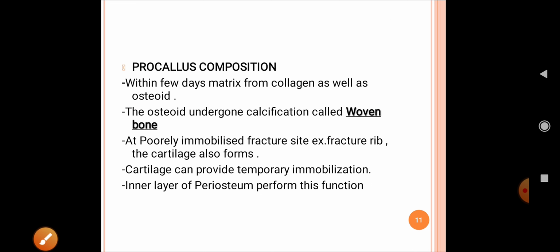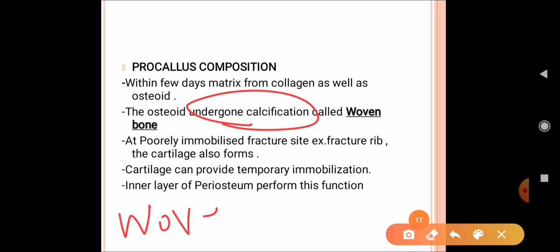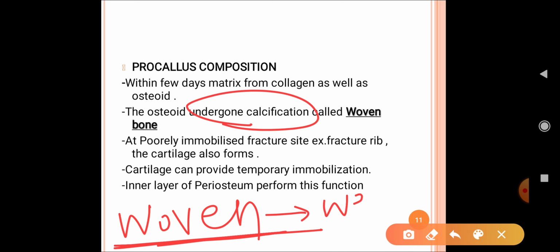And additionally there will be formation of the bone from the proliferated mesenchymal stem cells. So in addition to collagen tissue and the newly formed blood vessels, the bone will also form, and it will undergo calcification, that is known by the name woven bone. Remember guys, in the procallus the bone formed is the woven bone. Woven means very weak bone. This bone is very weak, and at a poorly immobilized fracture site, like that of a fractured rib, the cartilage will also form.